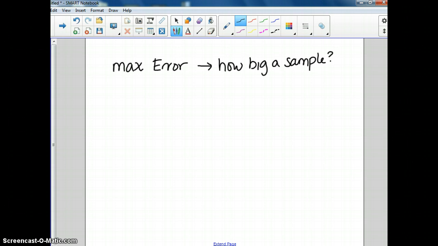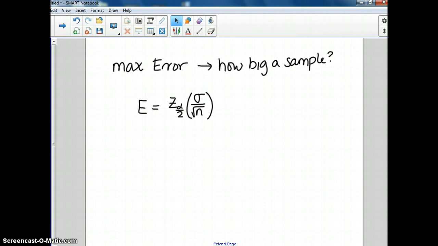Our maximum error is our z-score times sigma over the square root of n. This is our error. So if we know what the error is, we know how confident we want to be, and we know our population standard deviation, then using algebra we can figure out what n has to be in order to make that true.